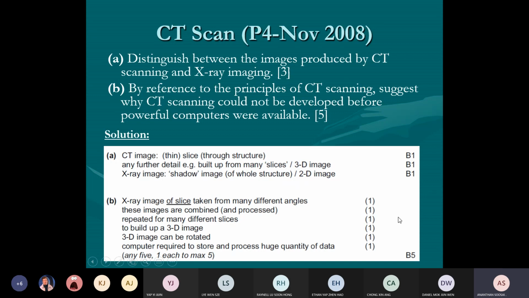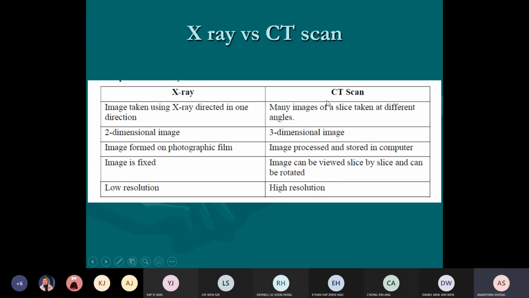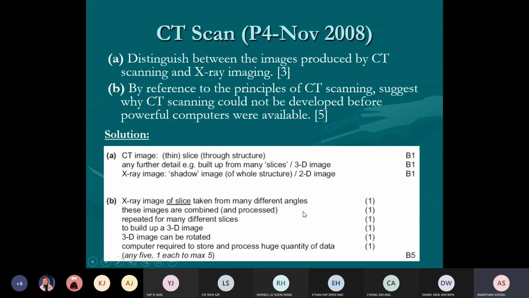CT scan is not a very old technology, just about 70 years old. But MRI is even newer. Unfortunately, MRI has been removed from your syllabus. So for CT scan, just remember these 6 points. Remember the differences between CT scan and X-ray. Actually, both are using X-rays. A CT scan is more high technology.